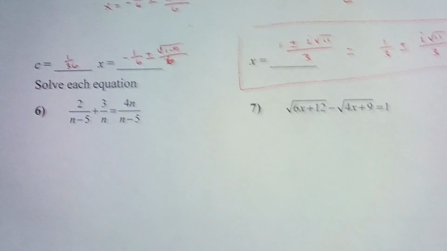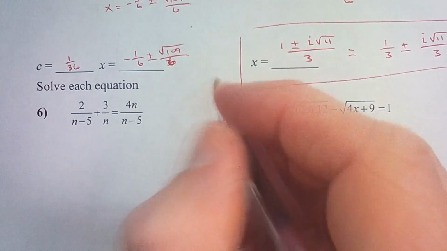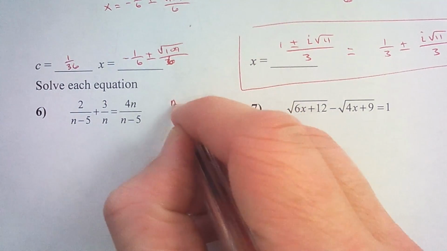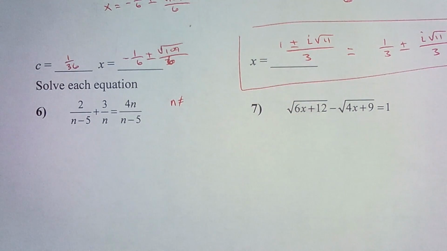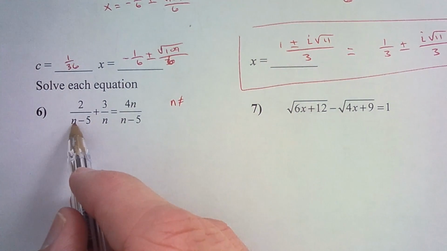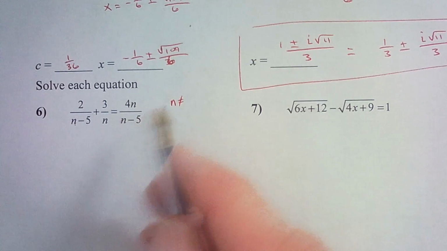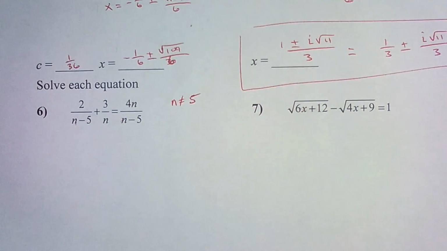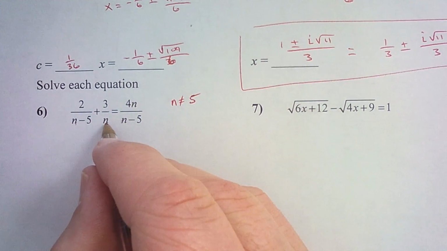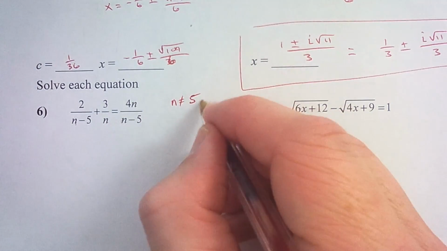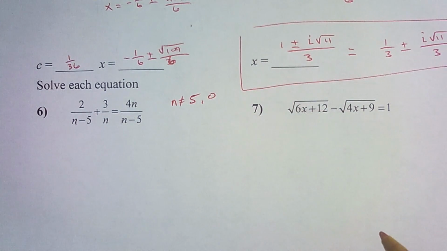Next, we will solve a rational equation. So first, I want to know the domain. What can n not equal? If I make n 5, then I'll get a 0 denominator here, and I can't have that. If I make n 0, then I'll have a 0 denominator here, and I can't have that. So if I get a solution of 5 or 0, I'll have to throw that out.